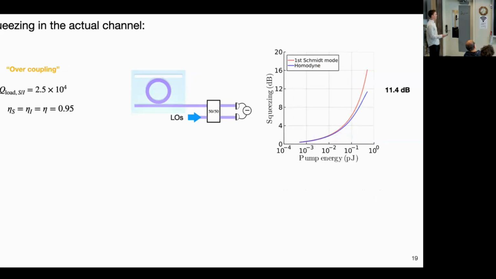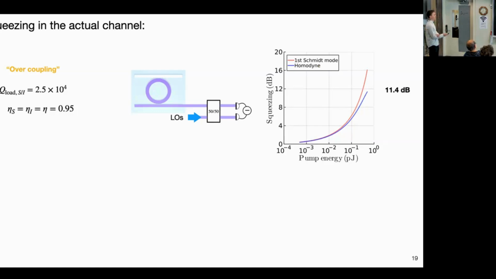Now I'll consider the same material, same system, but with an overcoupling. So now I assume that the signal and idler have equal escape efficiencies eta, but now there's a 95% chance for them to go into the actual channel. And the price you pay is that the loaded quality factor reduces by an order of magnitude. So there's fewer photons being generated because the field enhancement is less, but more of them go to the measurement. And here we see we can actually get 11.4 dBs of squeezing, which is nice.